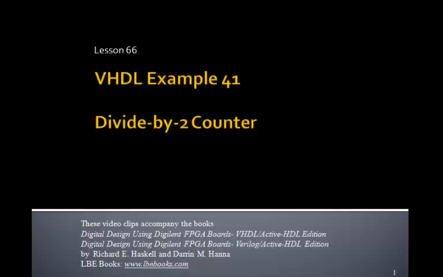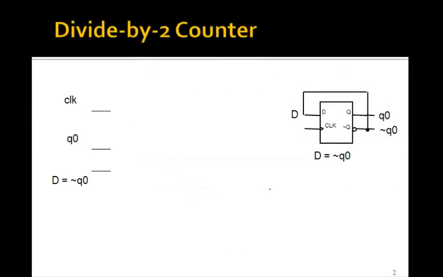This is lesson 66, BHDL example 41, and in this example we'll use a single D flip-flop to produce a divide by 2 counter. Here's the symbol for a D flip-flop, just a square box with D coming in and clock coming in. This little triangle indicates that it's an edge-triggered D flip-flop, meaning that on the rising edge of the clock, Q gets whatever D has.